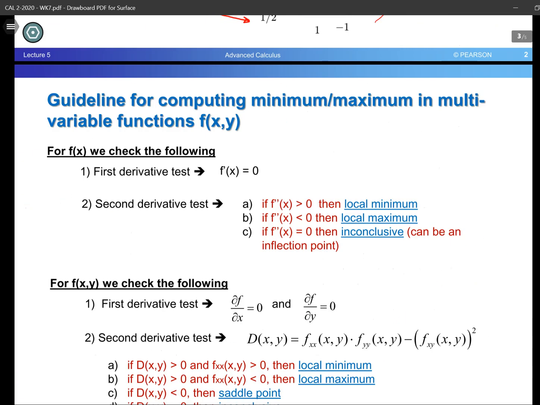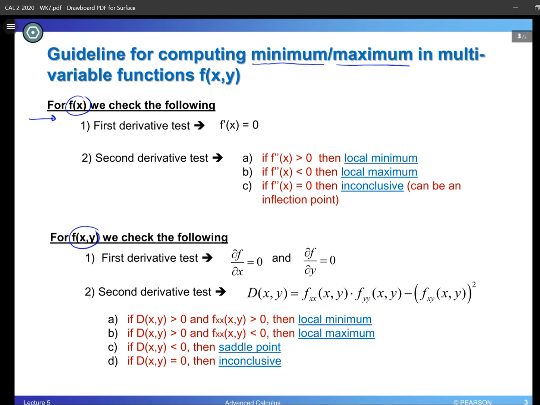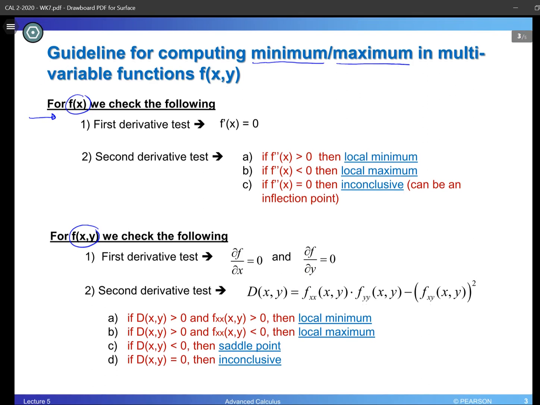Here we have a guideline on how to find the local min and the local max, and it's going to be for both the single variable function f of x and the multivariable function f of xy. Why don't we start with the version for the single variable functions, and find out the steps we need to take in order to find the local min and the local max. First of all, the thing that we need to do is to perform the first derivative test.